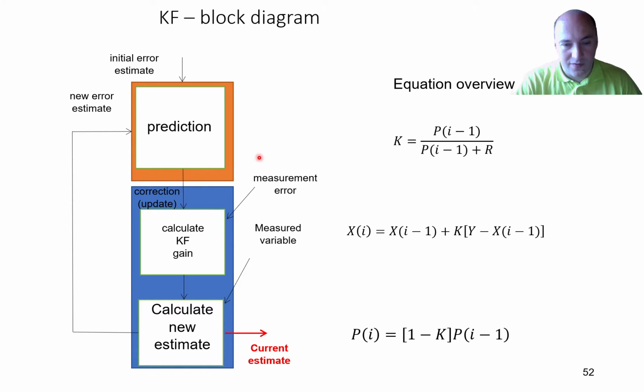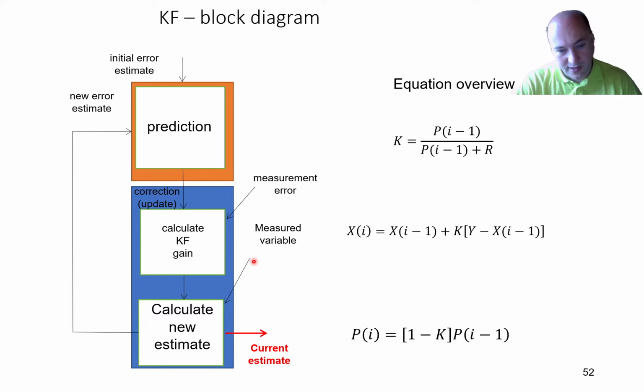The Kalman filter works in two stages. The first stage is the so-called prediction, and the second stage is the so-called correction, or sometimes also called update. In the prediction phase, we use the mathematical model that we have built in the Kalman filter to predict what will be the value of our variable and what will be the error of our prediction. This is based on the state space model that is kind of hidden in the Kalman filter.